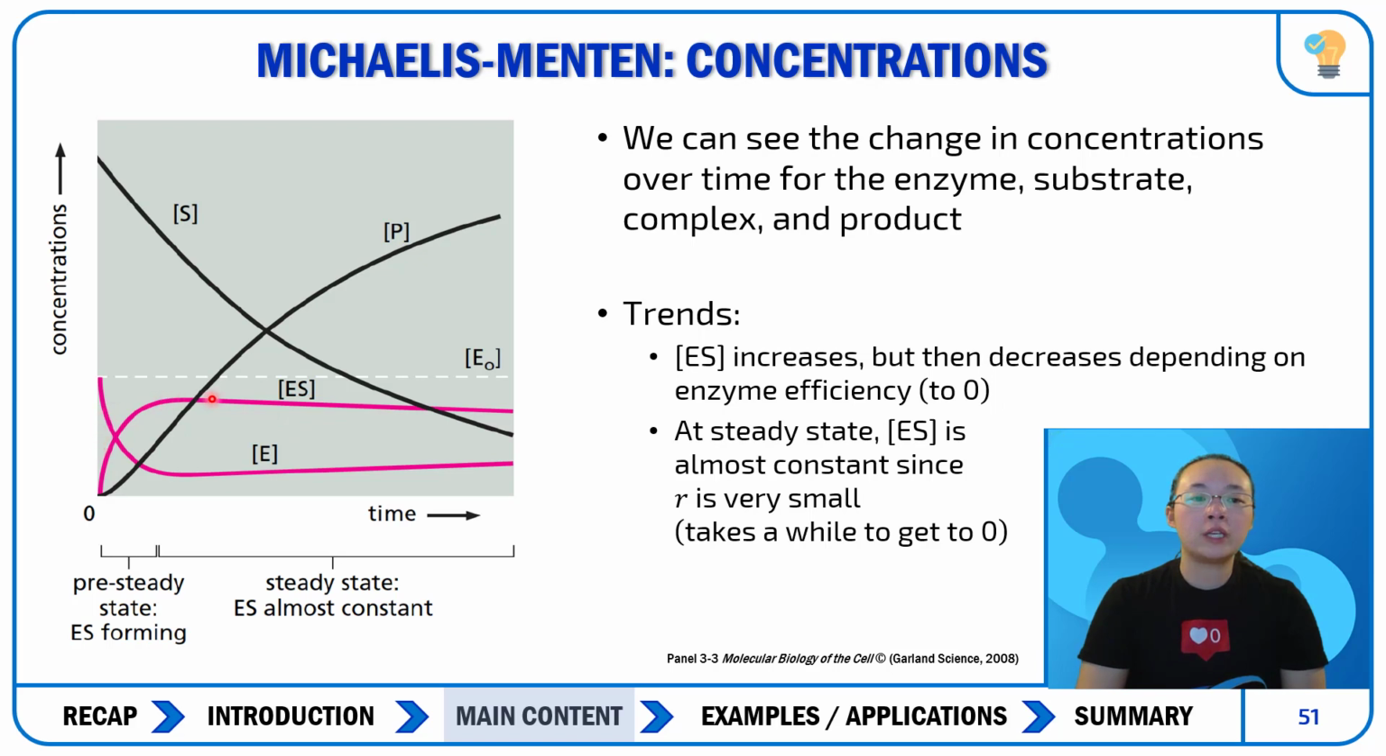So over here, we reach what's called a steady state. In the middle, when things aren't changing too much, we call this a steady state and say that the concentration of the enzyme substrate complex is almost constant since R is very small. It takes a while to get to 0, so we can see that in the middle over here, there's going to be a plateau for ES, and it will take a very, very long time for it to get to 0. It'll go off the page and continue for quite a while.